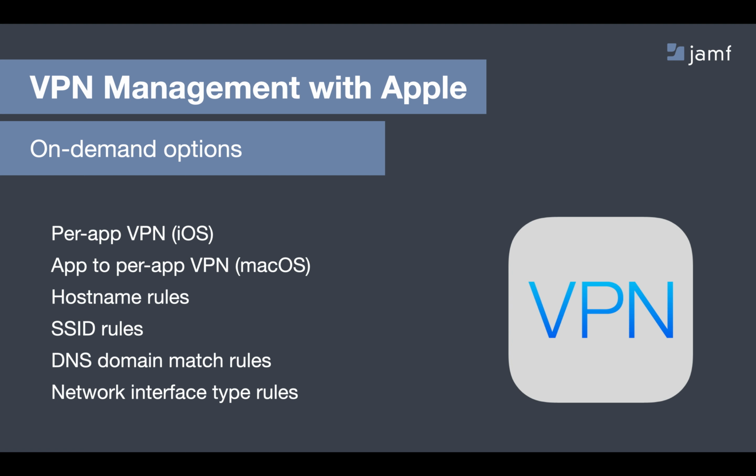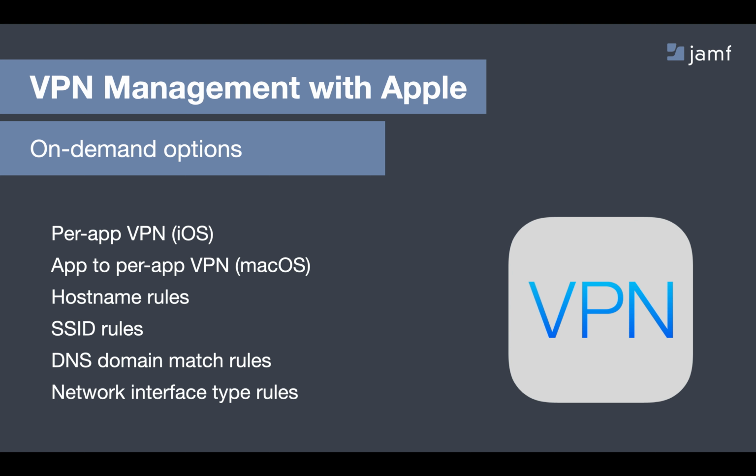Here are a few examples of on-demand rules. Some are app-based. Per app VPN on iOS, for example, and per app VPN on macOS. Both of those are VPN types that can be defined with iOS in Jamf Pro. You would do that from your app record. And with macOS per app VPN, that would be with a unique config profile. But the results are similar, where you determine a specific app or apps that need to route traffic through your VPN.